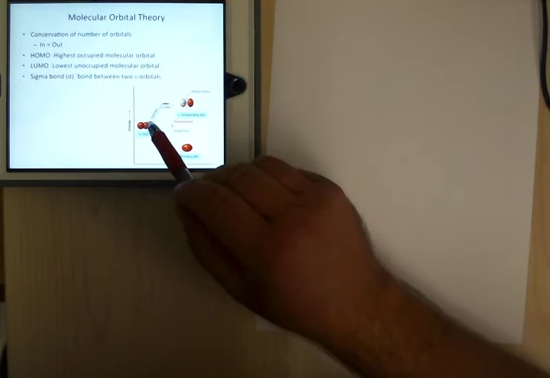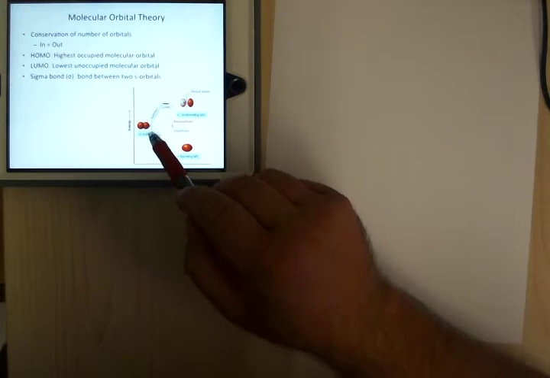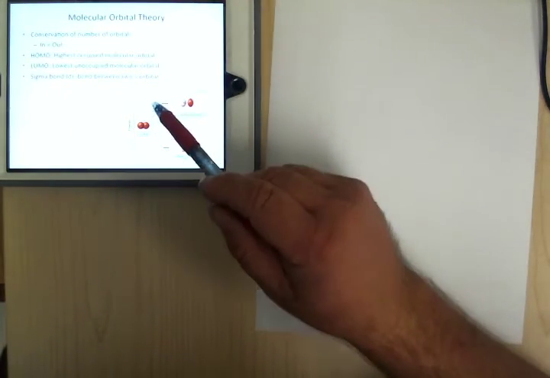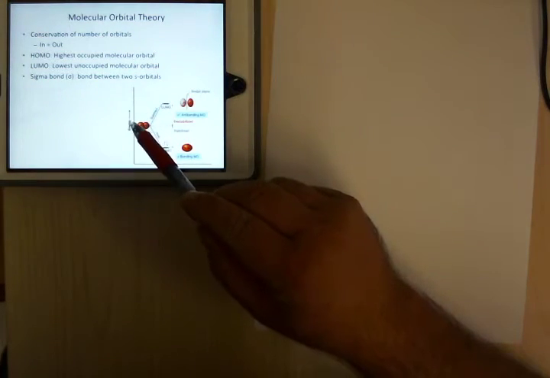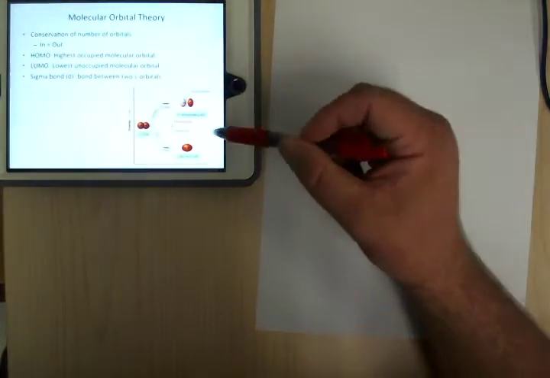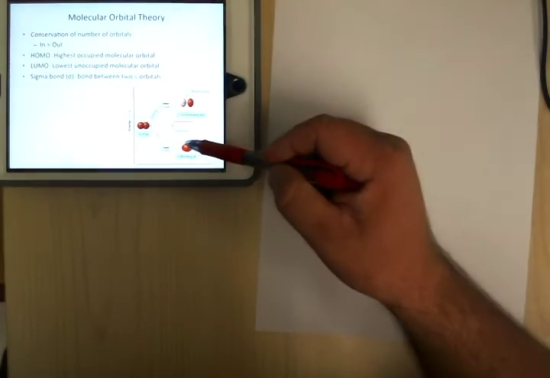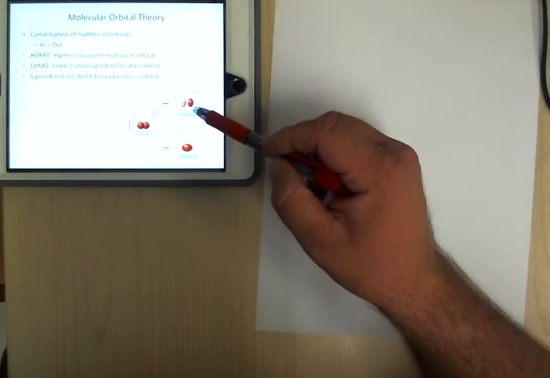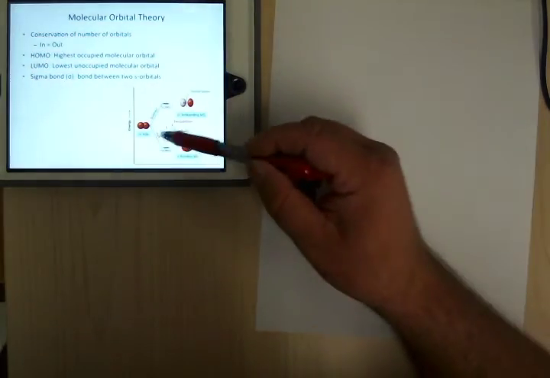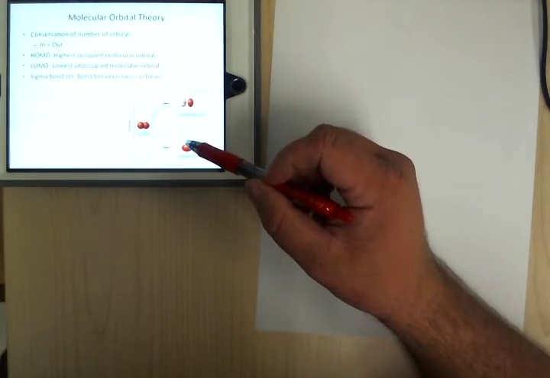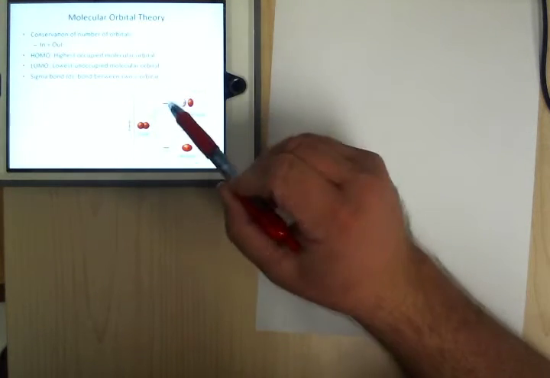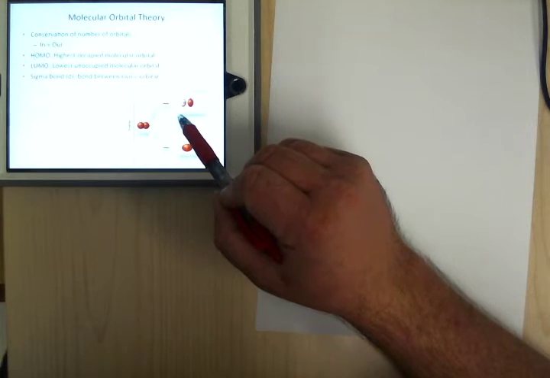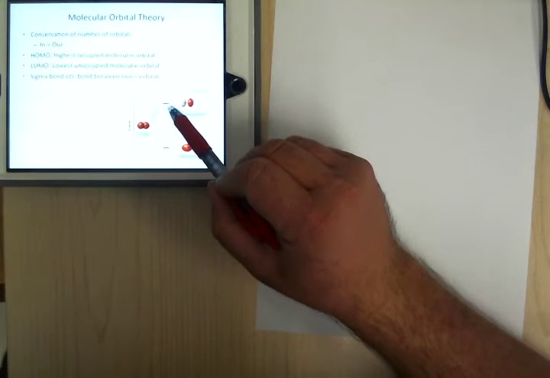So when you add these up, the number of orbitals that you put in is going to be equal to the number of molecular orbitals that you get out. So you're going to put in the separate 1s orbitals from this hydrogen, and out comes a bonding molecular orbital and an anti-bonding molecular orbital. This is what's called the HOMO, the highest occupied molecular orbital, because it is highest occupied, so it actually has electrons in it. And LUMO is the lowest unoccupied molecular orbital. So obviously it's unoccupied; it has no electrons within it.